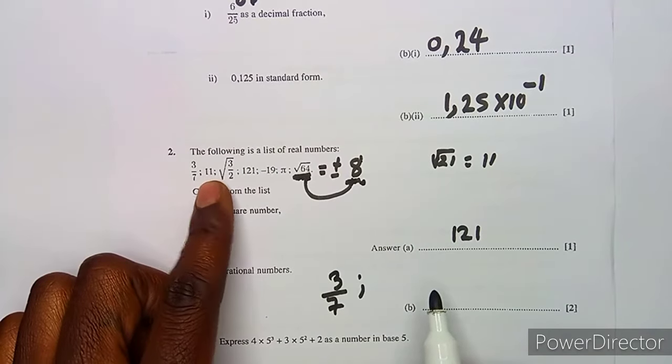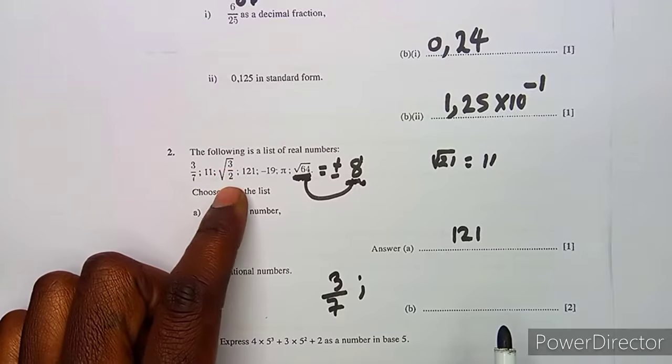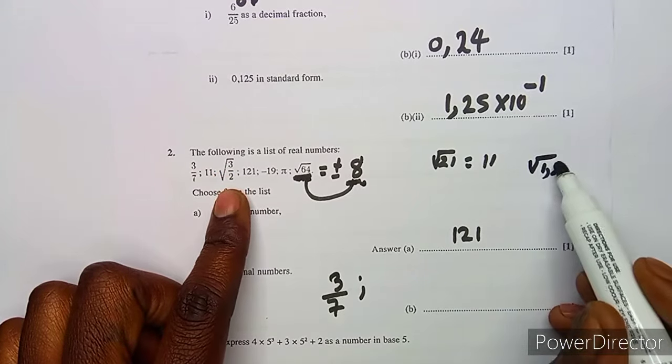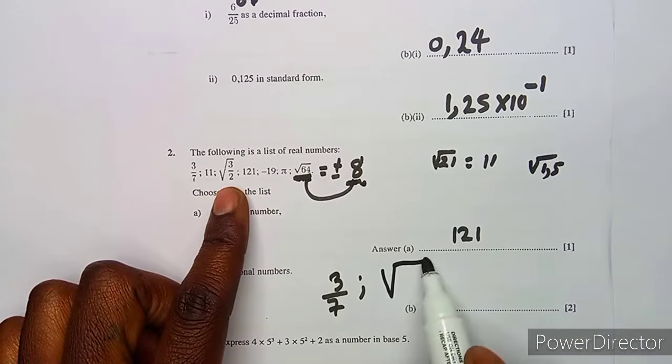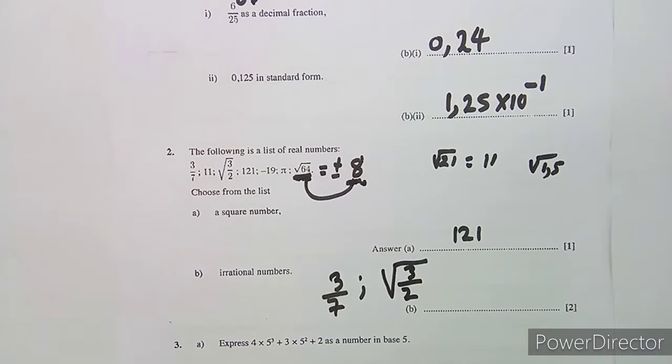That one is an exact value, because it's just 11. It's a whole number, so there's nothing here. Square root of 3 over 2 simply means we have the square root of 1.5, and we can't find this square root, so it's also part of the irrational numbers, because the square root of 3 over 2 is going to give us an endless decimal. That is an irrational number.